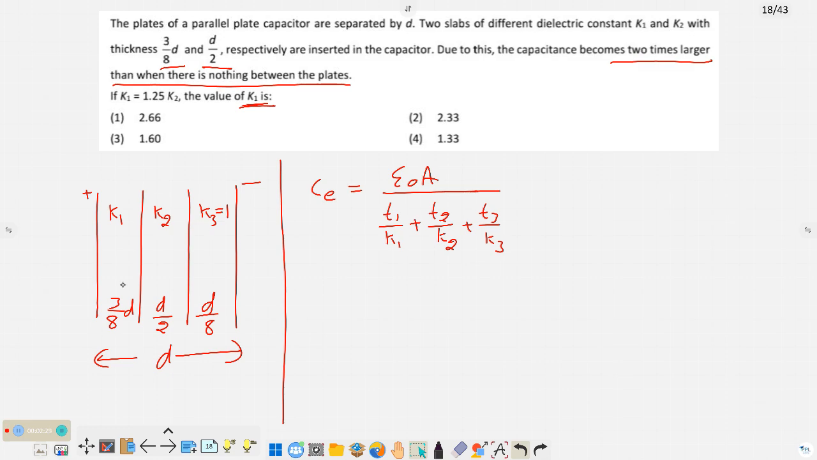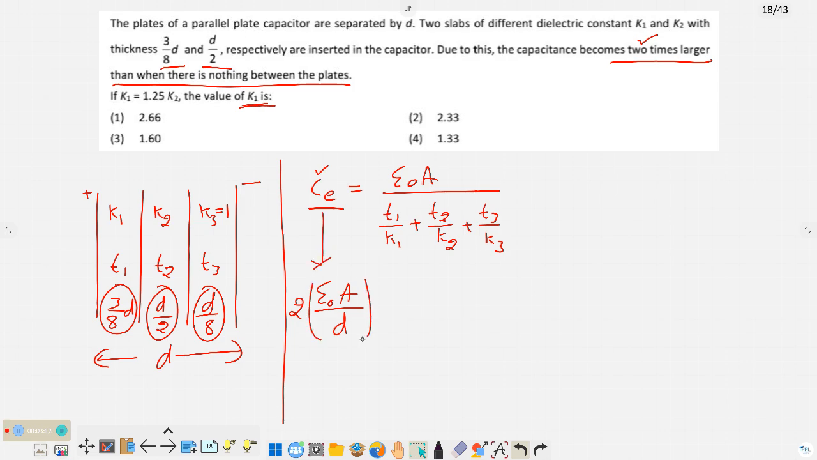In this case, the thickness of the first one is 3D by 8. Thickness of the second part is D by 2. Thickness of the third part, which is with the air, is T3. So substitute the values here. But whatever the effective capacity is, how much is given? The effective capacity is given as 2 times the starting capacity. When there is no medium between them, what is the capacity formula? Epsilon naught A by D is the formula for the air capacity. But this air capacity, initially, after filling the dielectric, becomes 2 times. That means this value compared to the actual value is 2 times.